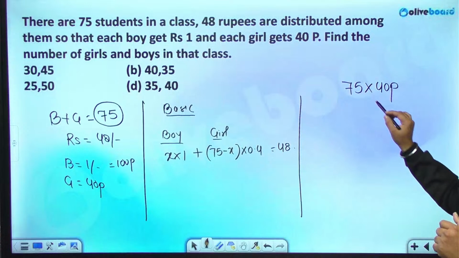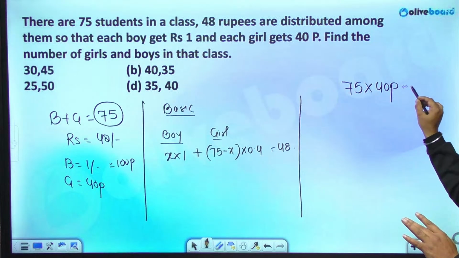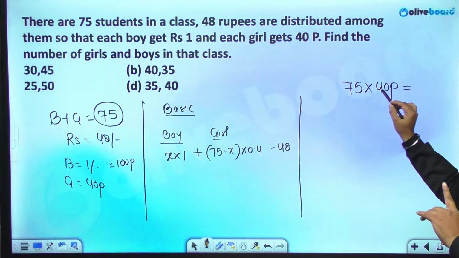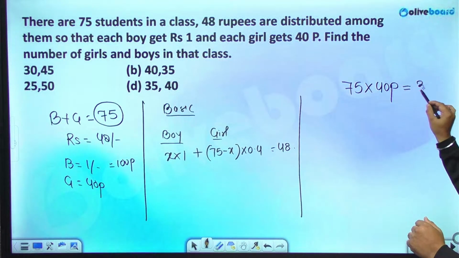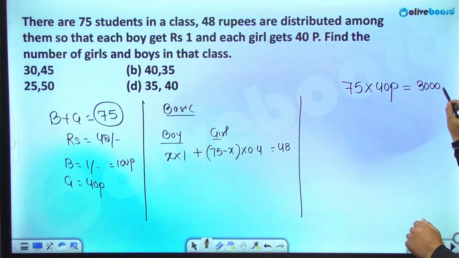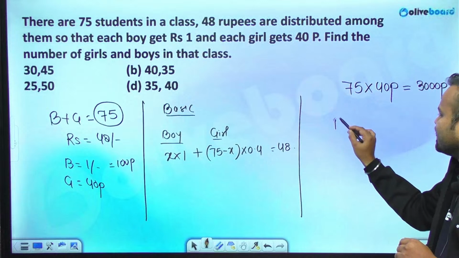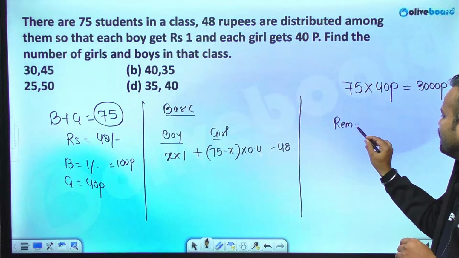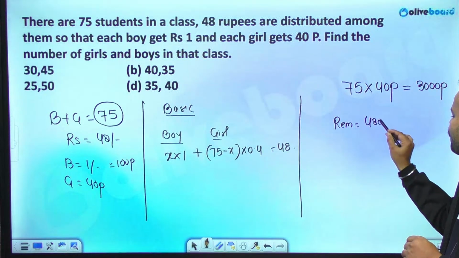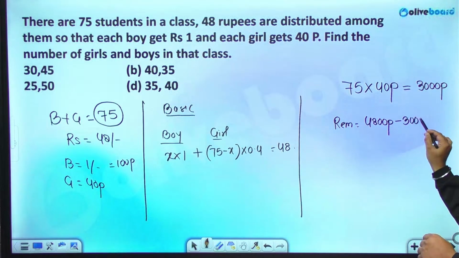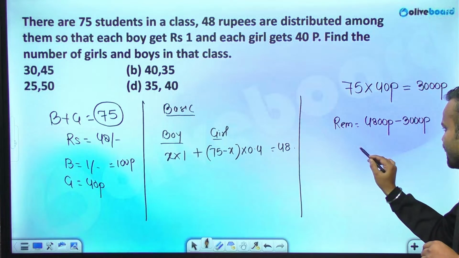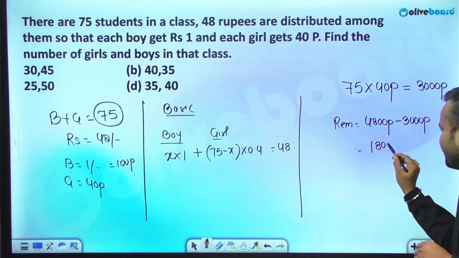So if I am giving 40 paisa each, the total distribution becomes what? 75 into 40 is 3000 paisa. So I have already distributed 3000 paisa. What is the remaining paisa left with me? 48 rupees is nothing but 4800 paisa. So out of 4800 paisa, 3000 paisa has been distributed. That means 1800 paisa is left out.